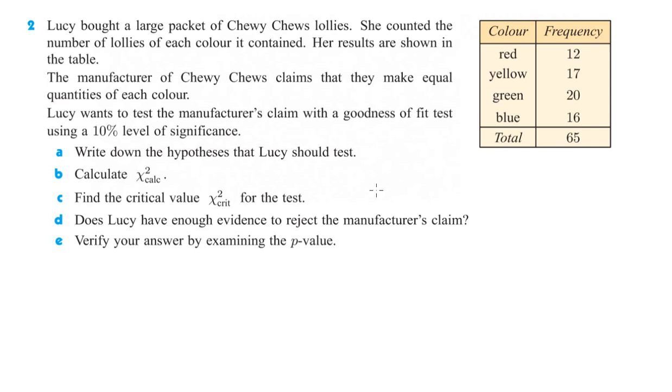I'm going to take you through one of the problems here on the 16D Part 2 assignment. We're going to take a look here at number 2. Lucy bought a large packet of Chewy Chews lollies. She counted the number of lollies of each color it contained. Her results are shown in the table.